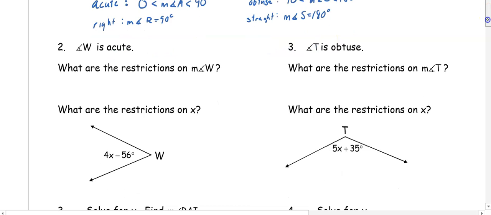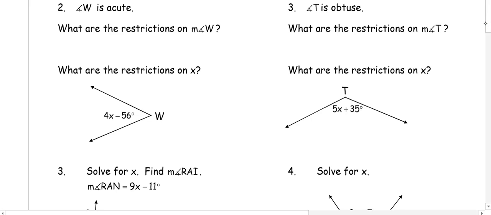So in number 2, angle W is acute. What are the restrictions on angle W? Because angle W is acute, the measure of angle W has to be between 0 and 90 degrees. So it has to be greater than 0 but less than 90. What are the restrictions on x? Now we want to take 4x minus 56 and put it in the middle so we can solve for x. So 0 is less than 4x minus 56, which is less than 90.